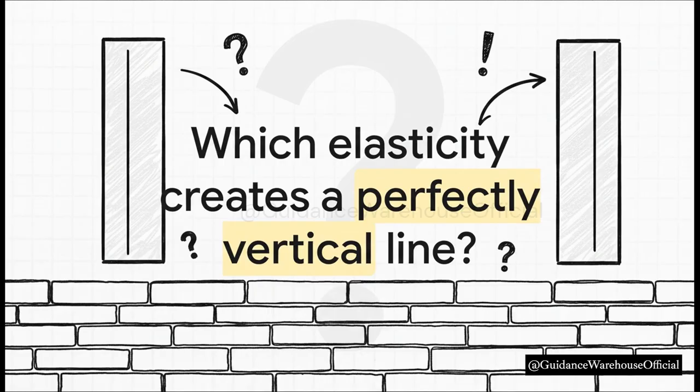Okay, wait, this is important. Let's do a quick check to make sure you're totally with me here. Which type of elasticity gives us that perfectly vertical line on a graph? Take a quick second to think about it. Got it? That's right, it's zero elasticity, also known as perfect inelasticity. Lock that vertical brick wall image in your mind.